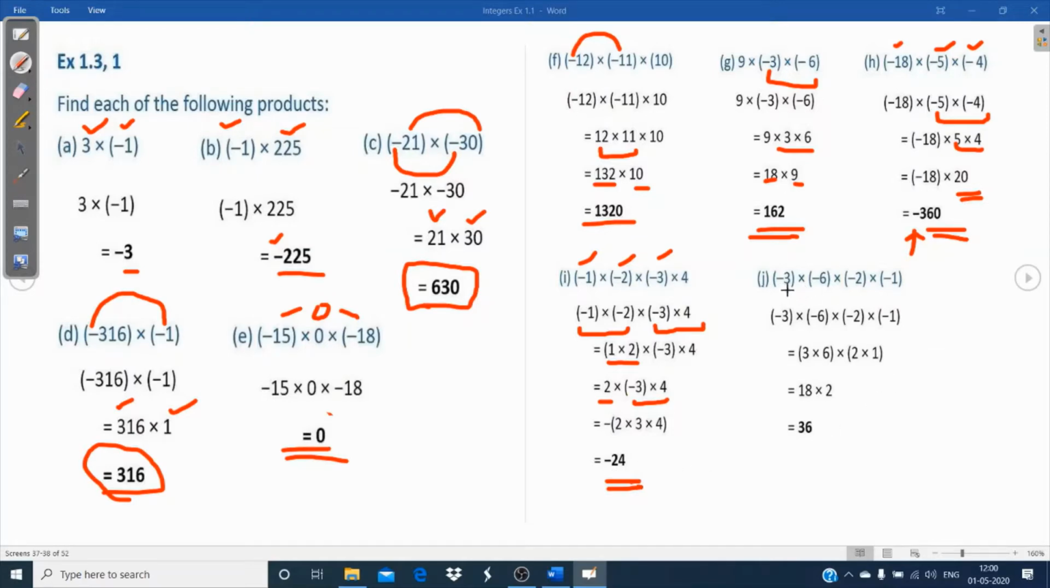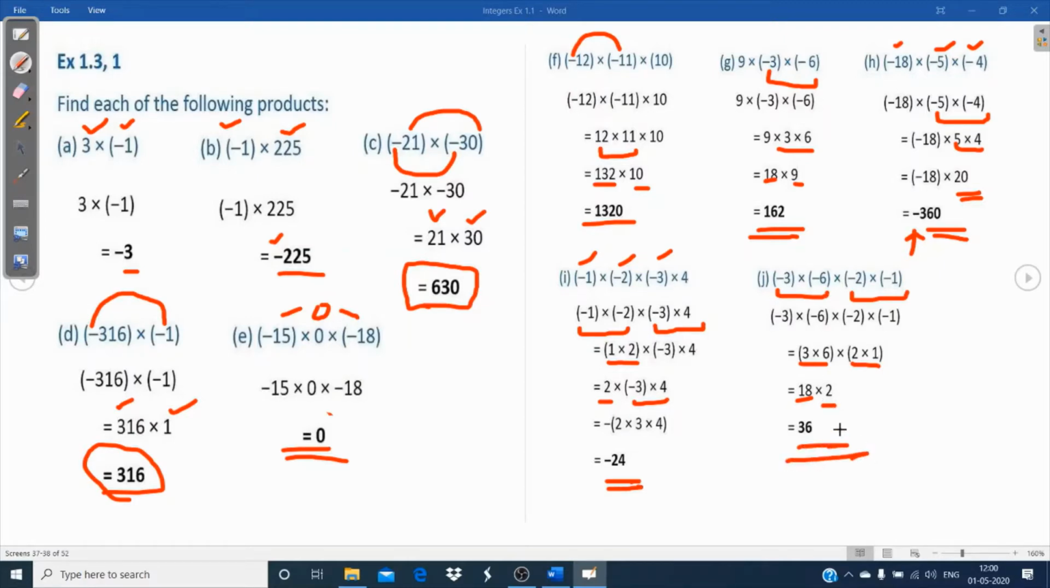Now again in the last part, four integers, we will make a pair of two integers. In the first two integers, when you multiply, 6 threes are 18 and minus minus sign will be plus. And again in the last two integers, 2 ones are 2, minus minus again plus. So 2 ones are 2, 6 threes are 18 into 2, what will you get?